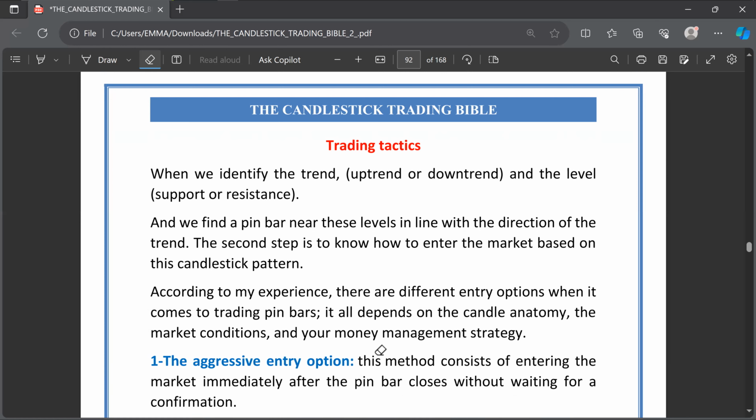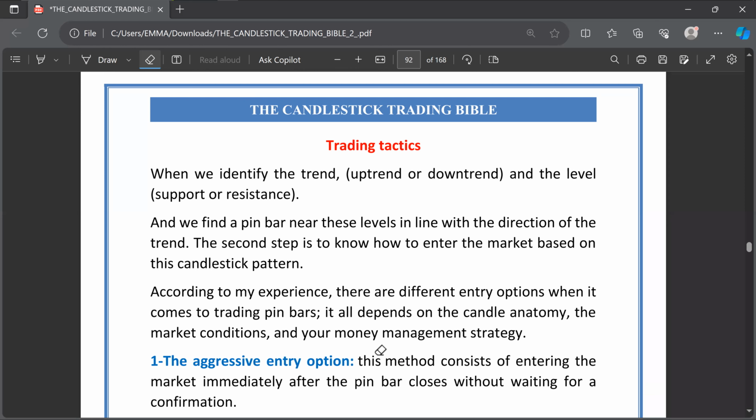Now, tactics is simply what? Your style of trading. The style for that particular thing. The style of trading a particular pin bar or whatever. Now, when we identify the trend, whether upward or downtrend, and the levels, whether support or resistance, we find a pin bar near this level. And we find it, wait, let me read it well.